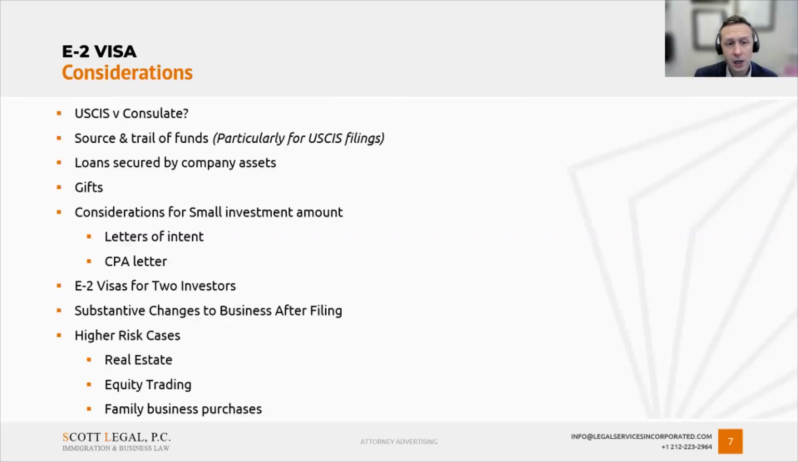The next item, substantive changes to the business after filing. This really is a complicated area. If you do run into this, I would recommend you schedule a consultation. So what this means is, what if you get an E-2 visa to start a restaurant in the US and business is going okay, but you realize that you would make more money installing internet in people's homes. So you want to start installing internet in people's homes.